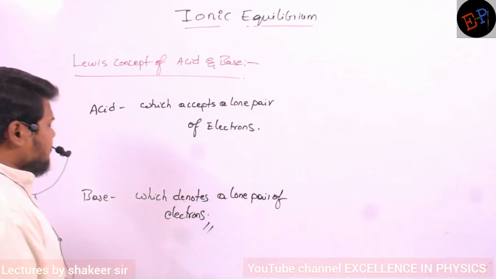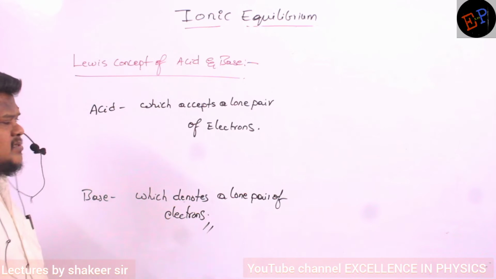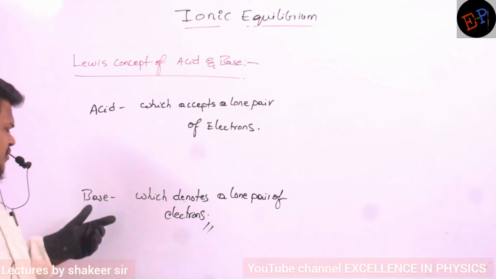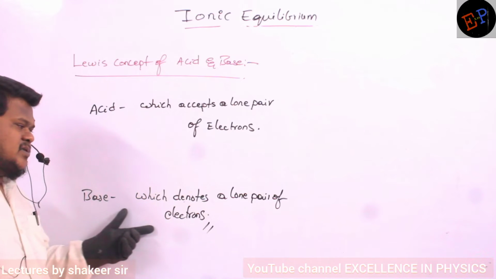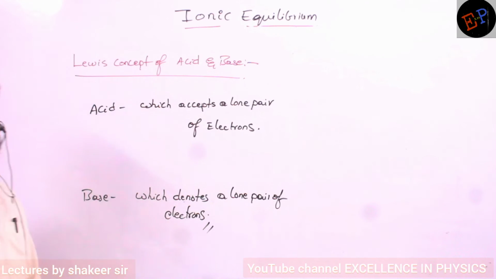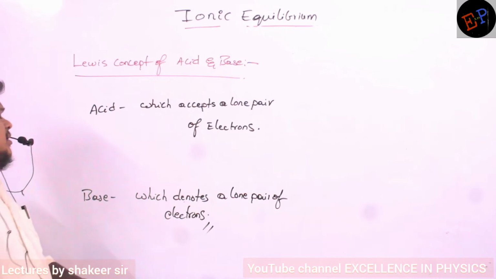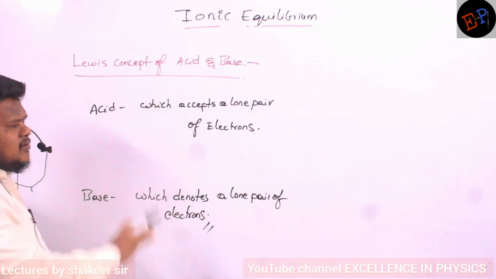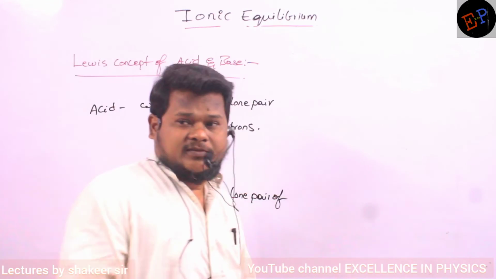Are you able to understand? So any compound, when it accepts a lone pair of electrons, then you can call it an acid. And the exact opposite definition is the base, which donates a lone pair of electrons is called a base. Are you able to understand? Now, in which condition can an acid accept a lone pair of electrons? Can you say the condition?